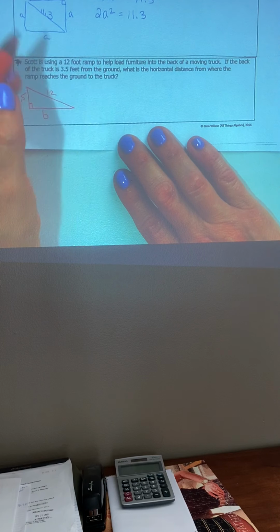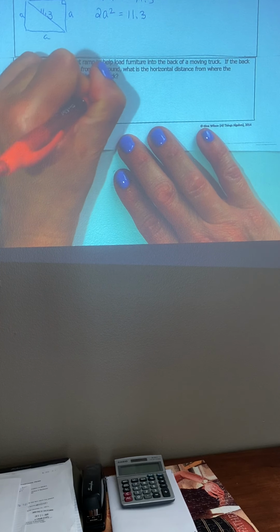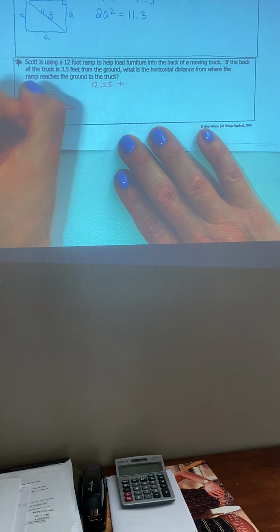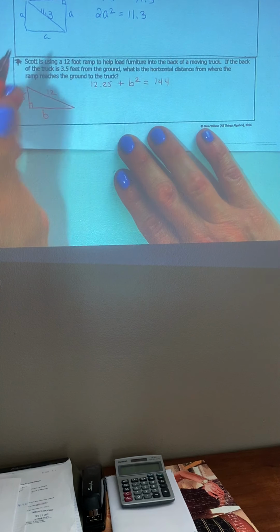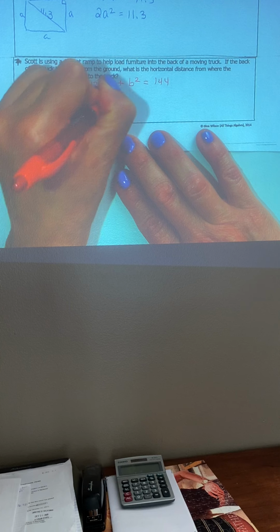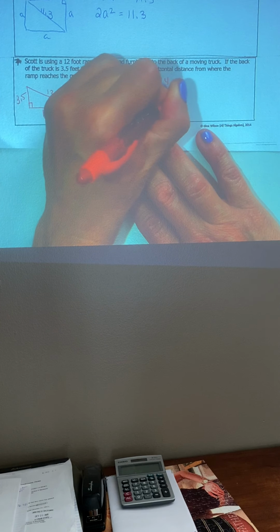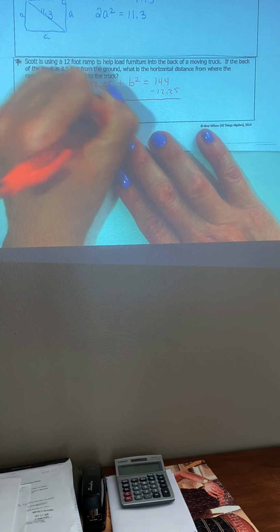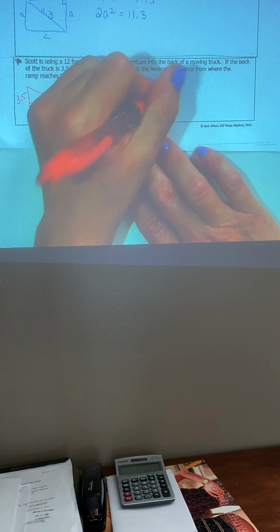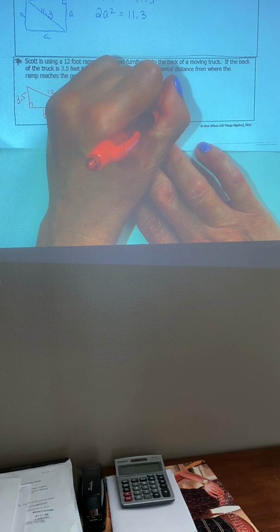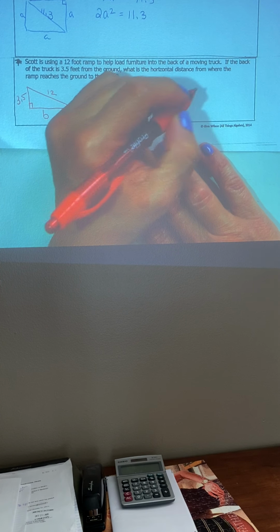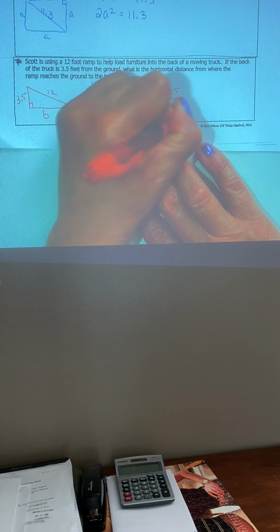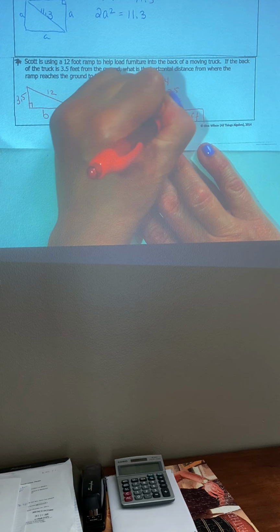So we have 3.5 squared is 12.25 plus b squared equals 144. b squared equals 131.75. Take the square root of both. b equals 11.5, and we're talking feet.